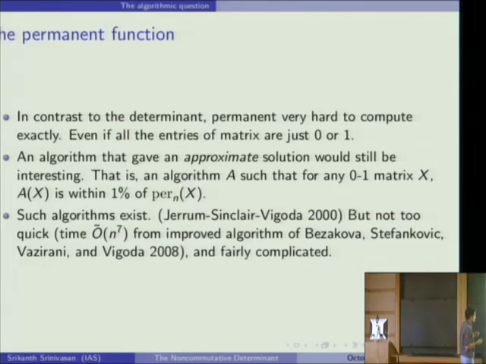But it turns out that these algorithms are based on Markov chain techniques and so on. It's not clear why such an algorithm is necessary to compute the permanent. And secondly, they are not really very quick. I mean, they're polynomial time, but they still run in something like n to the 7 time, even after improvements, and they're fairly complicated.